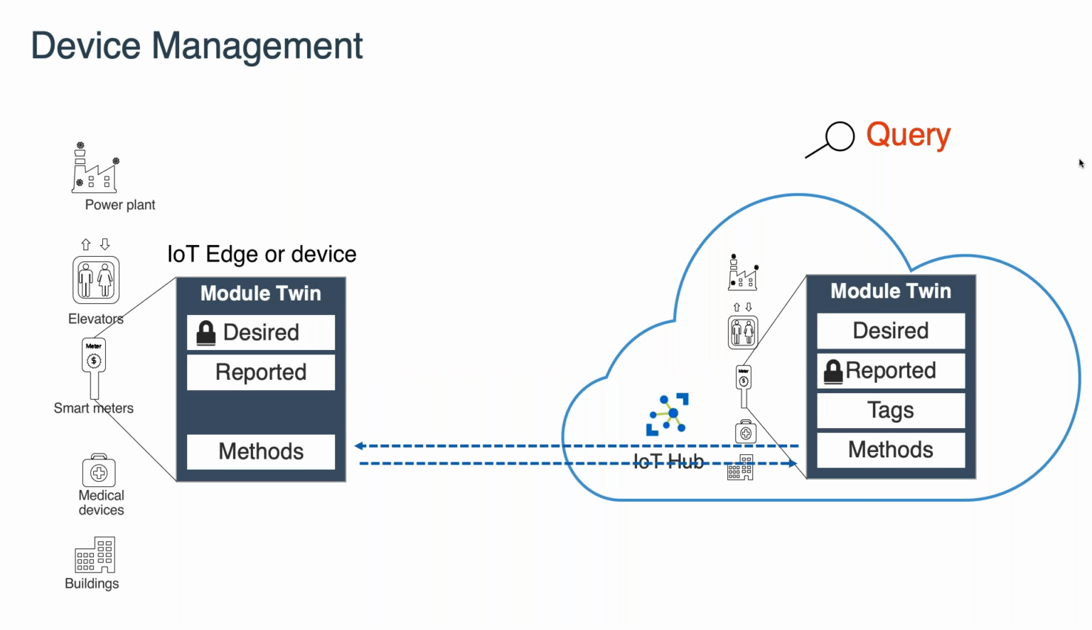Another capability is you can also invoke direct methods. And these are calls that can request a direct change to the device itself. A good example of this use case is you could use a direct method to ask a device to directly reboot itself.